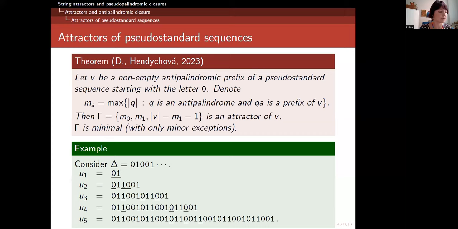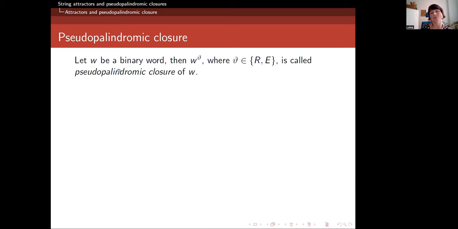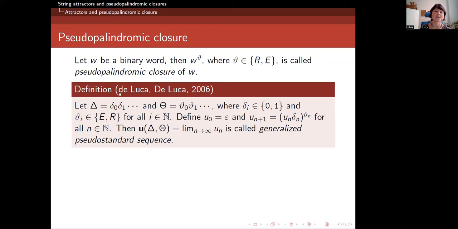And now let me go to the last part about attractors and pseudo-palindromic closures. So if I have a binary word W finite and I make either a palindromic or an antipalindromic closure, then I may call that pseudo-palindromic closure of W. And there's a definition, again, by Aldo De Luca and Alessandro De Luca, saying that if you take two sequences, one sequence of letters and one sequence of antimorphisms, E or R, then you may define U0 to be the empty word and UN plus one to be UN followed by the corresponding letter from the sequence delta.